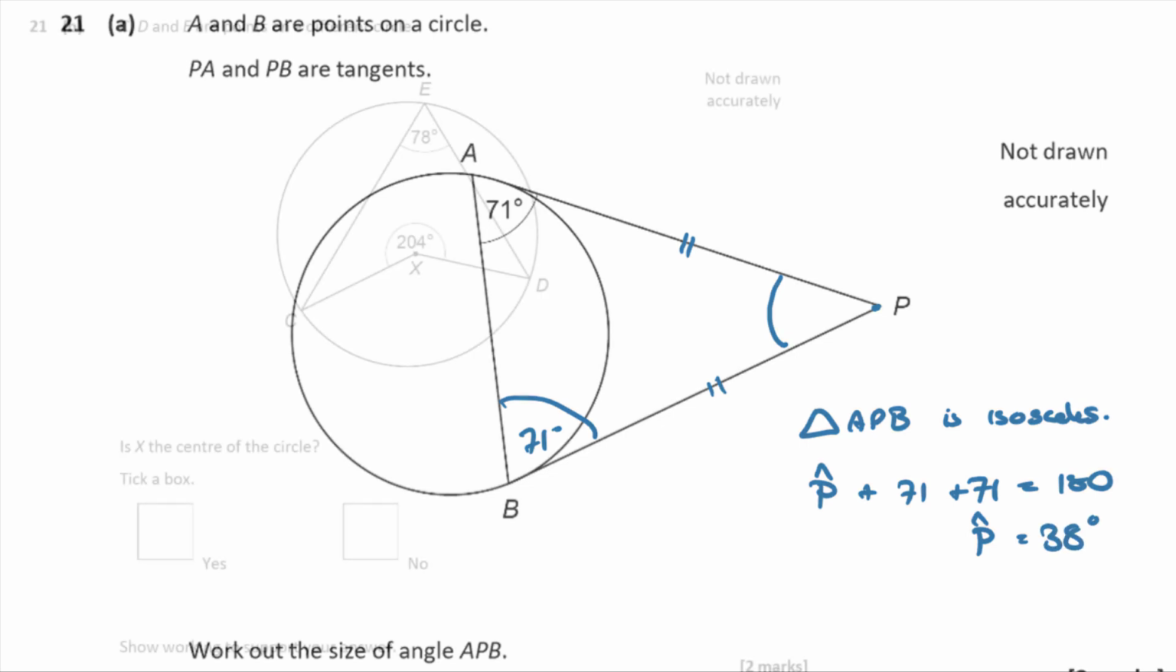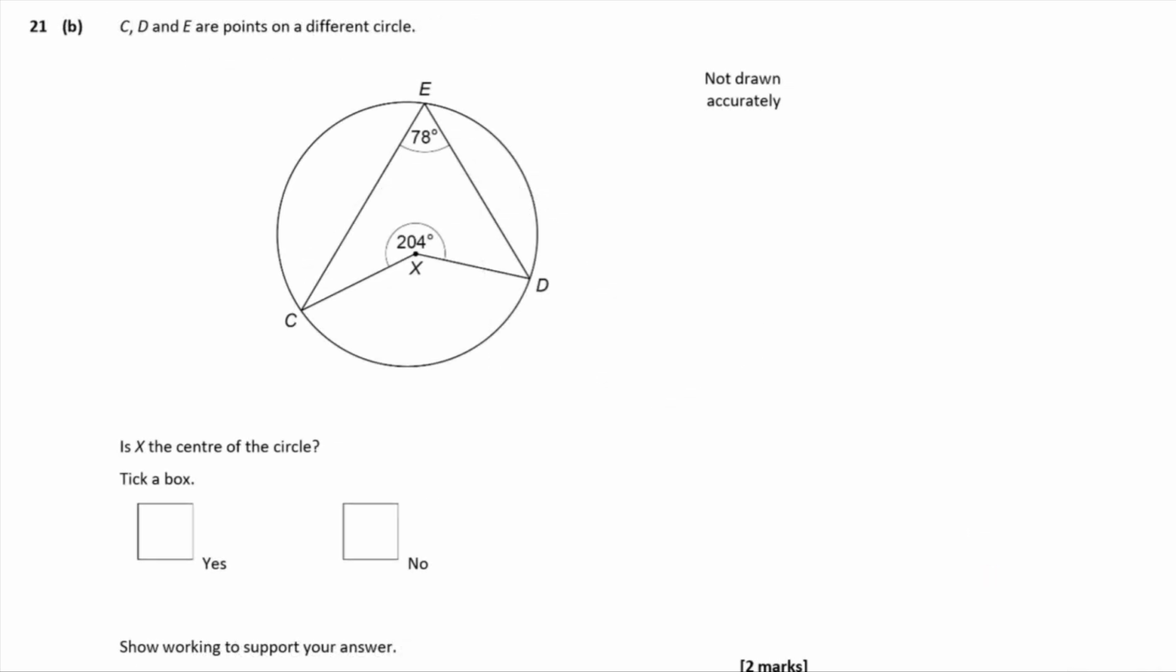So it's going to be 38 degrees. 21b, C, D, and E are points on a different circle. Is X the center of the circle? Tick a box. Show working for your answer.